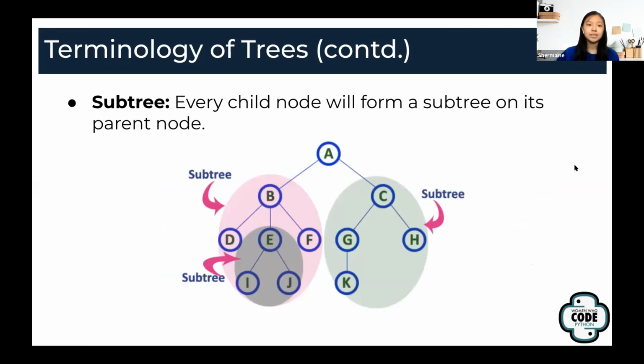Next, a subtree. A subtree is where every child node will form a subtree on its parent node. So we look at the root node A, and then we look at the children B and C. B forms a left subtree, which is this pink circle over here, whereas its child E forms another subtree at the bottom, which consists of E, I, J. Whereas on the right-hand side, C forms a subtree with G, H, and K.